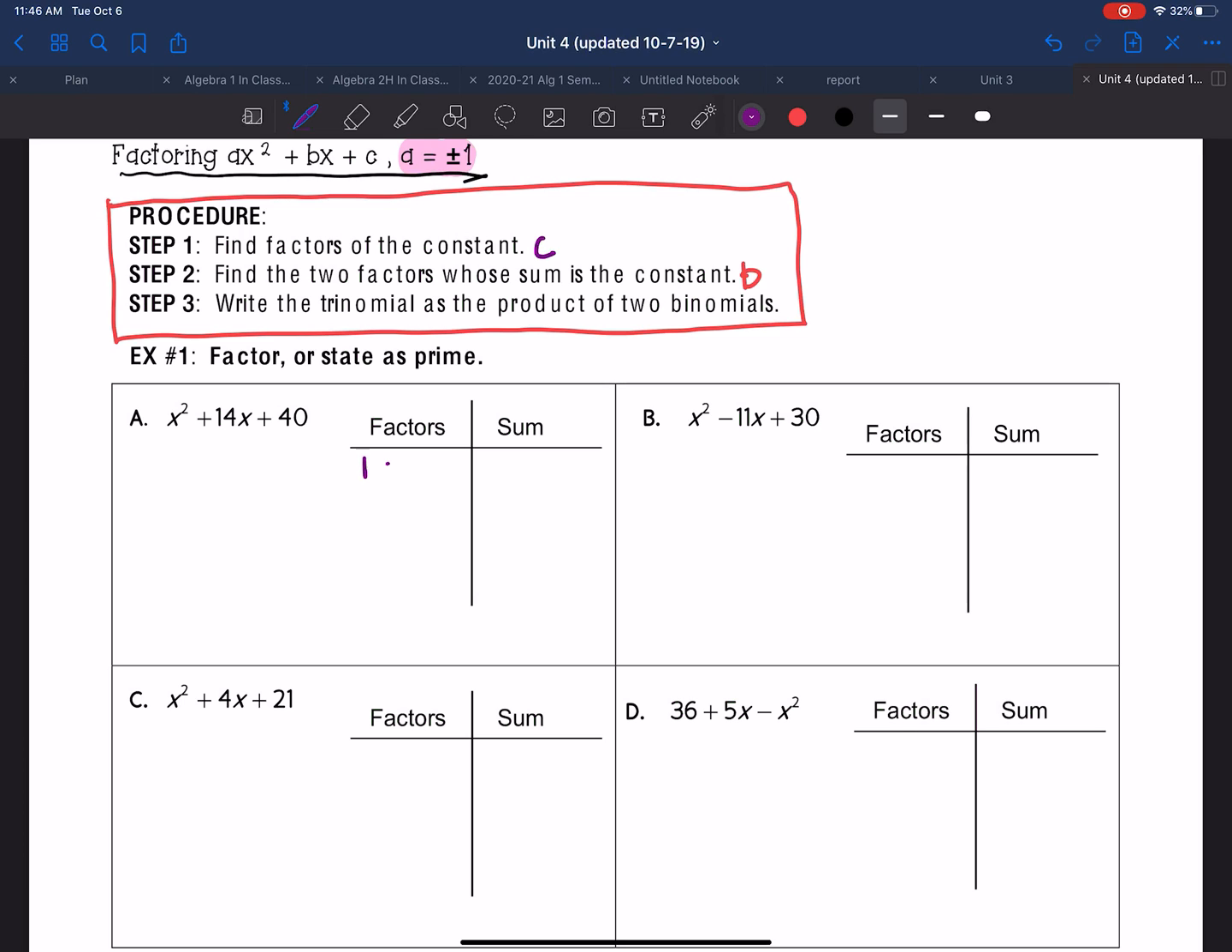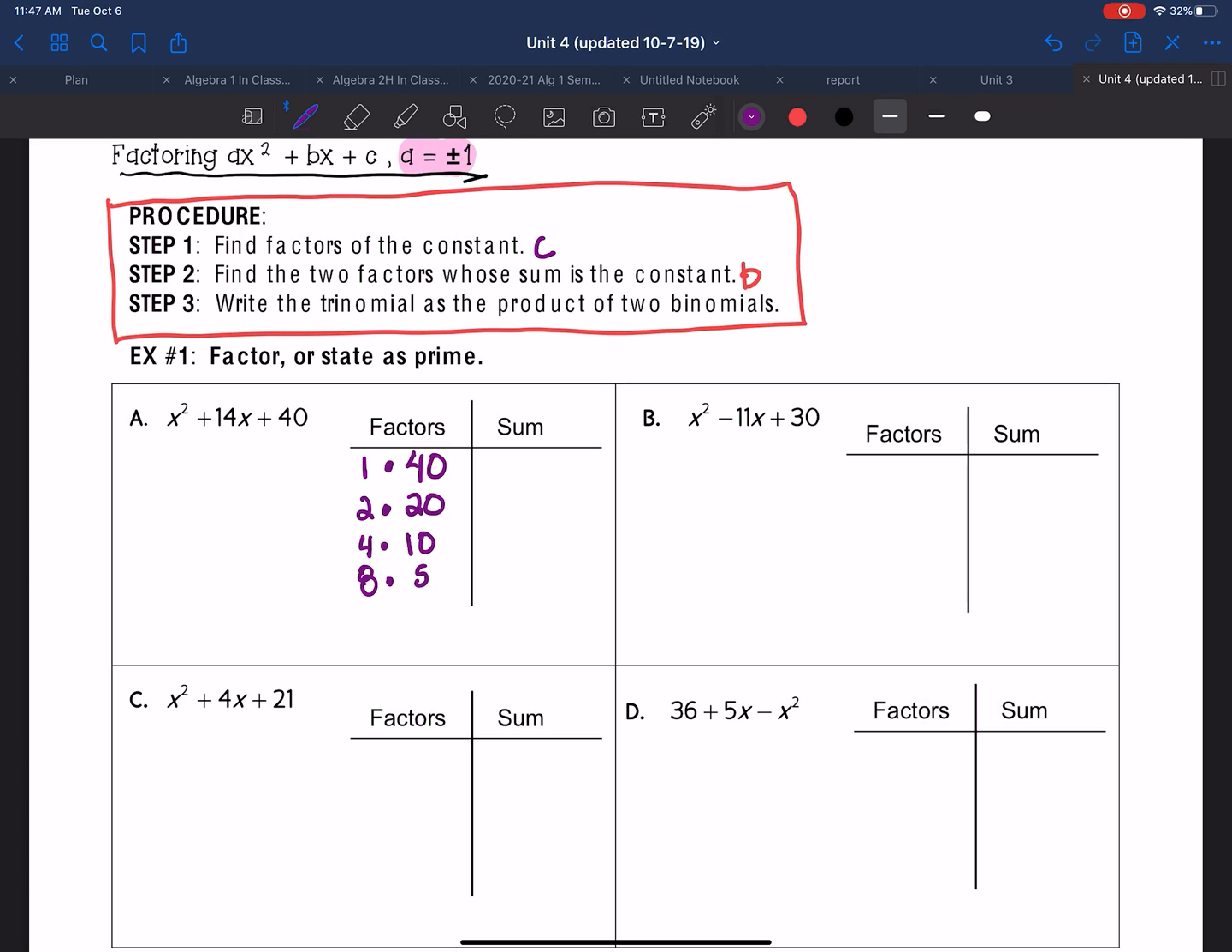Well, I know that some factors of 40 are going to be 1 and 40, because 1 times 40 is 40. Some other factors of 40, I might have 2 and 20. I might have 4 and 10, maybe 8 and 5. So I'm just compiling a list of all of the factors I know that give me a product of 40. Once you get a good list of factors, now we're going to go through and see what the sums of these factors are.